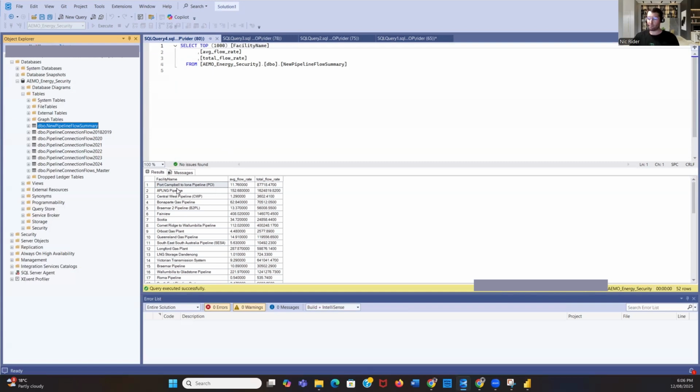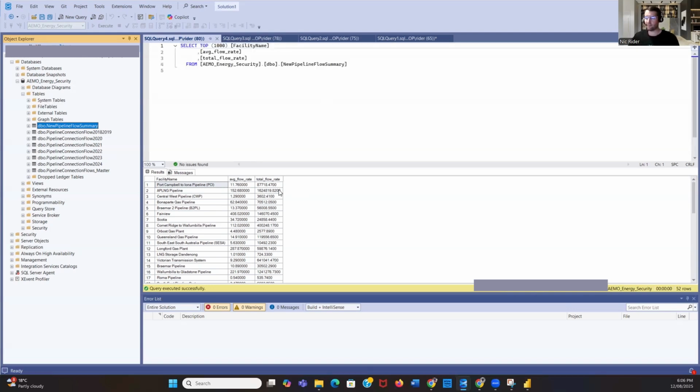The average flow rate for the Port Campbell to Iona Pipeline was 11.76, and then you can see the total volume there. We can see that that is 87,718, I think there. I think that's a dot. So yeah, you can have a bit of a look through that, and that gives you a bit of an idea as to where that's ranked there.